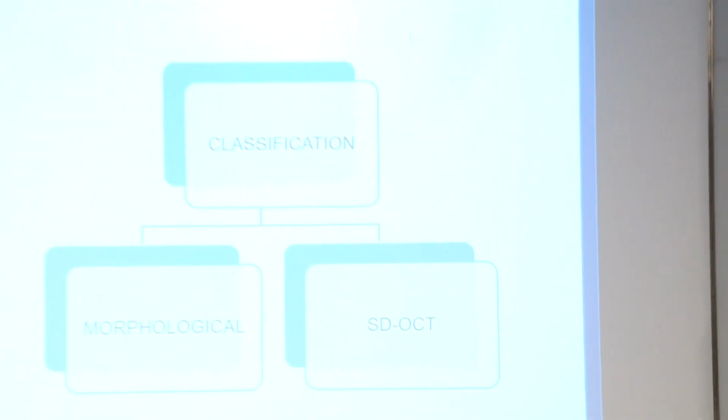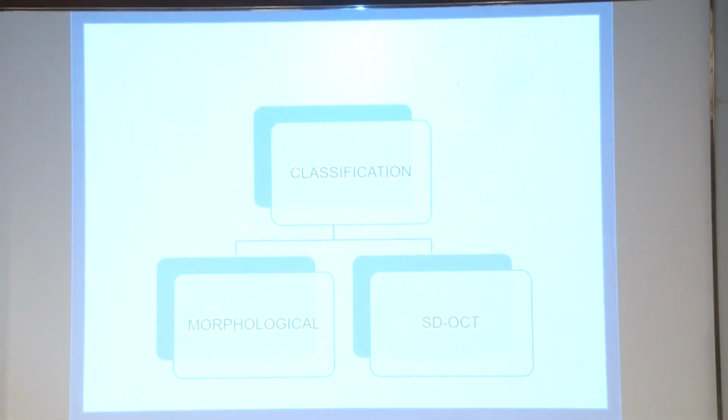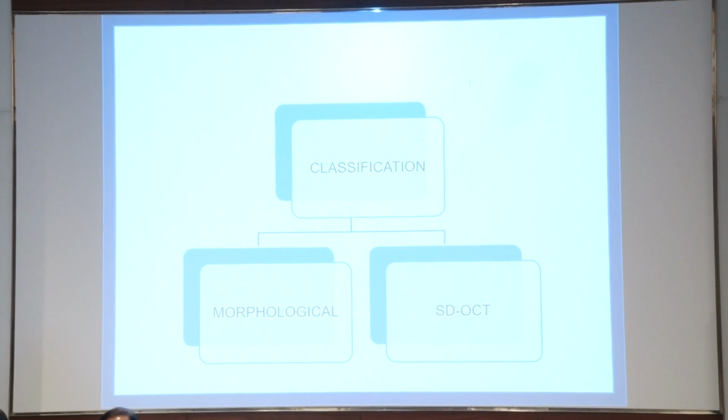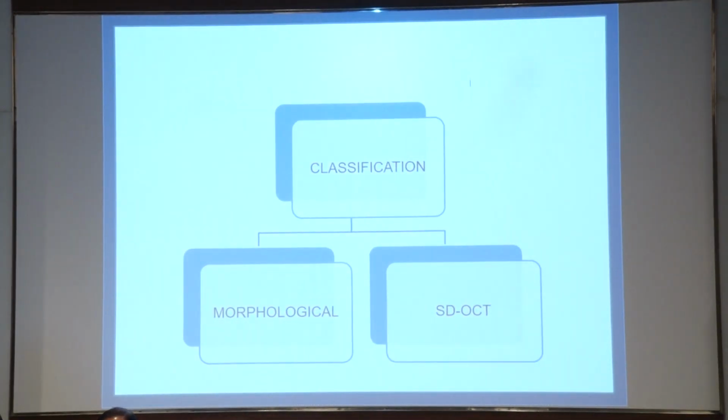According to the morphological classification, there is type 1, 2, and 3, whereas type 1 is a well-circumscribed translucent gray-white lesion. Type 2 has calcification, also called mulberry type, and type 3 is also called mushroom type, which is a transitional lesion. According to the OCT findings, it's divided into 4 types.